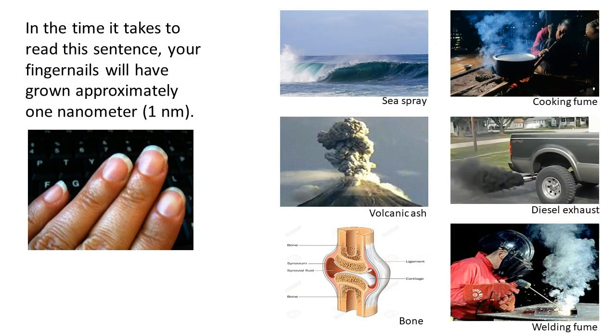It is predicted that in the time you read this sentence, your nail would have grown 1 nanometer. There are some examples of naturally produced nanoparticles which we see in our daily life. The cooking fume coming out from firewood stoves, vehicle exhaust pipes, welding. The most important one is the composition of our bone, which mainly consists of nanoparticles in a structured form, usually referred to as nanostructures.